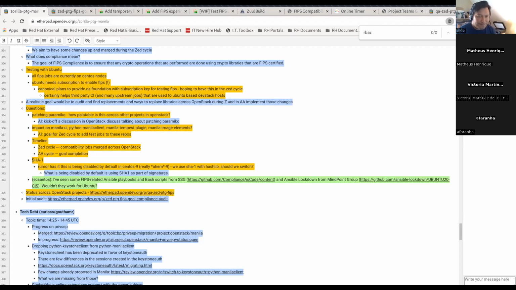And we do have one action item from this, which is to kick off a discussion on OpenStack discuss, talking about patching Paramiko.